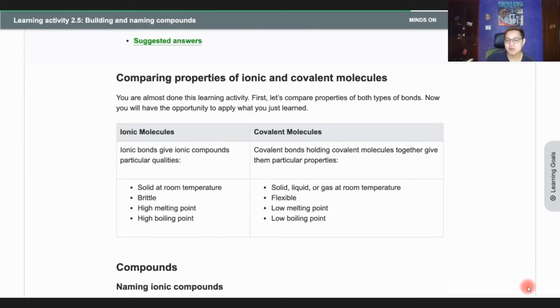Comparing properties of ionic and covalent molecules. Let me get a drink.